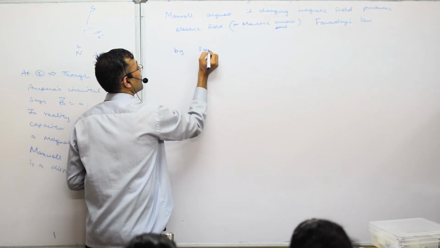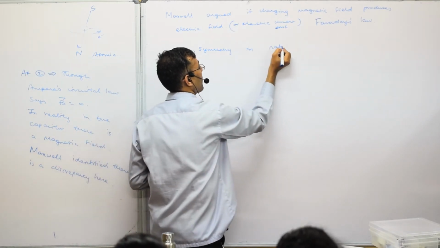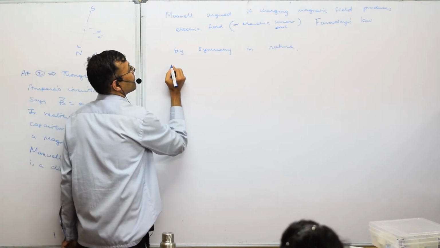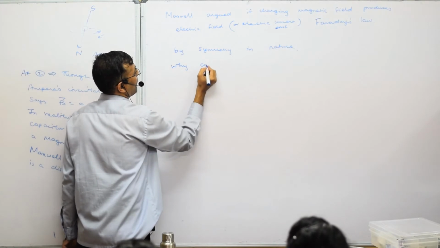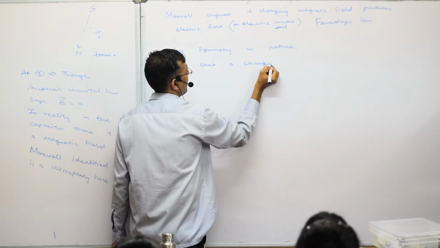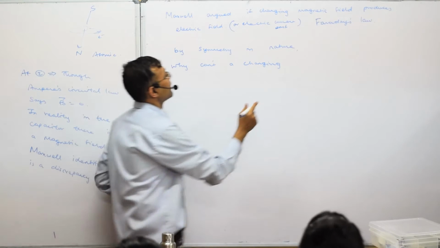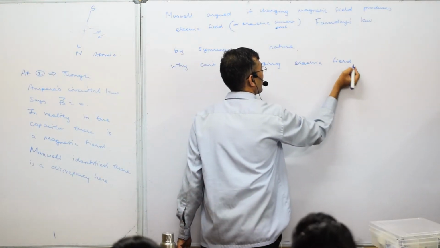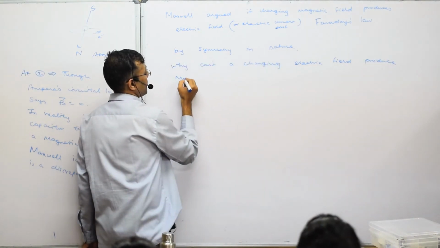By symmetry in nature, he argued, why can't a changing magnetic field produce electric field? Why can't a changing electric field produce magnetic field?